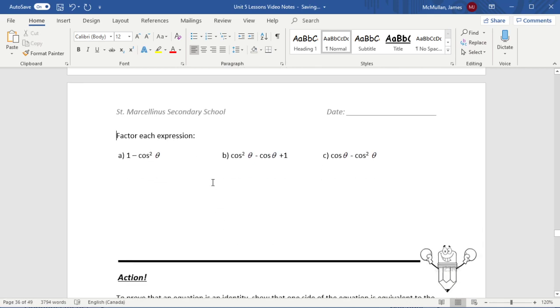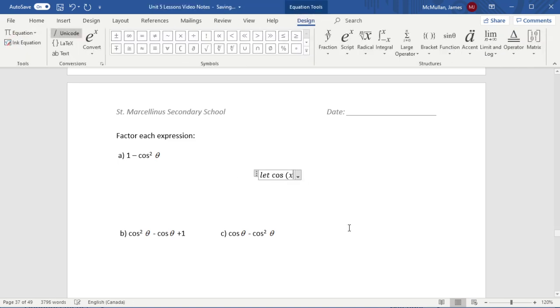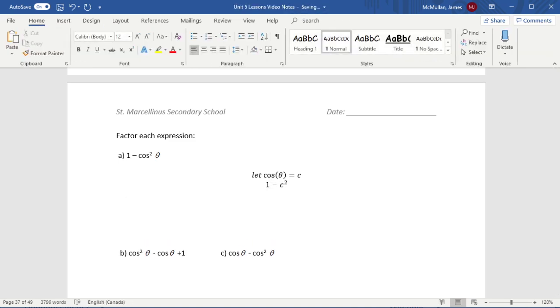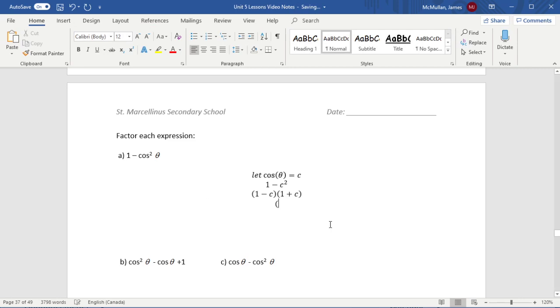Now here it's asking us to factor. How do you factor when you have a cos? If you have difficulty, this is what I teach my grade 12s to do anyway. You don't have to do this, but it might be helpful. Let cos theta equal c. Then you're really just factoring the equation 1 minus c squared. You know how to do that: 1 minus c, 1 plus c. And then at the end, I'm just going to replace cos theta again. So 1 minus.